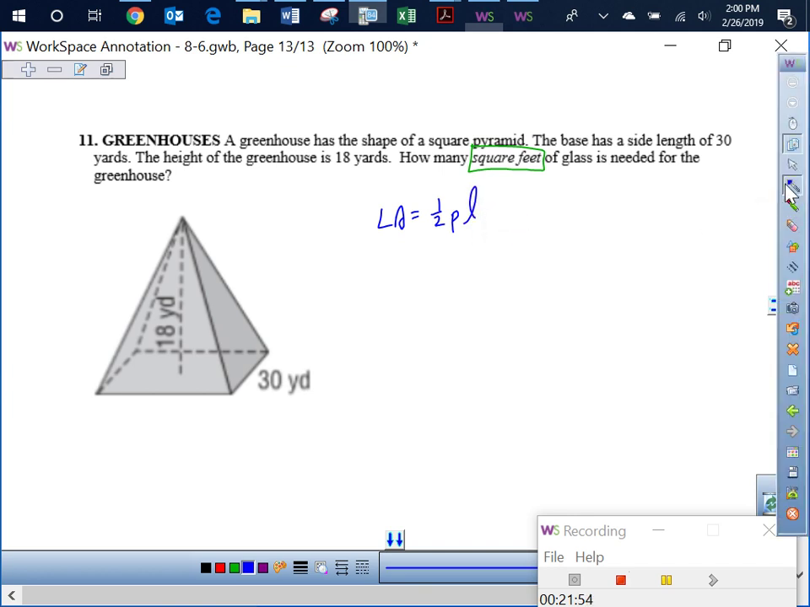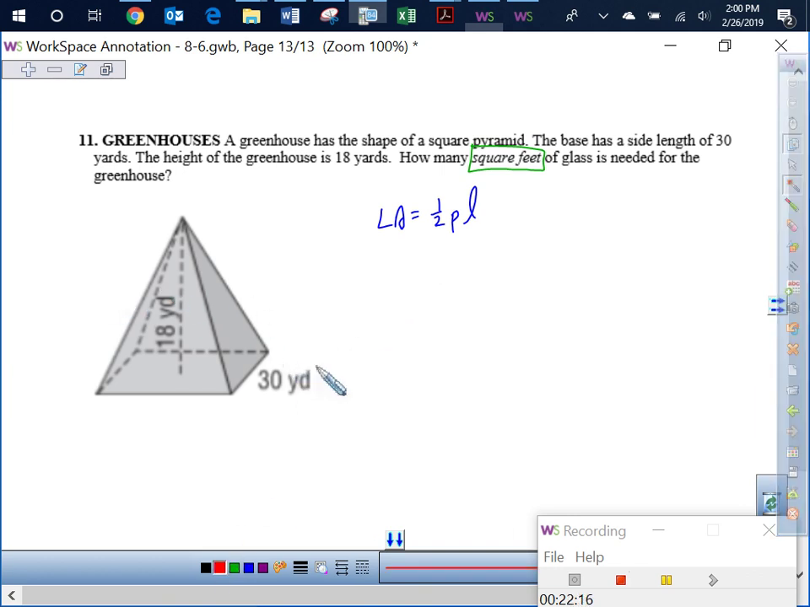Now here's the other issue. These dimensions are in yards, and they want the answer in square feet. We got two choices. We could change these guys into feet right now, and then when we find the lateral area, our answer will be in square feet. Or we could leave them yards, find the lateral area, it'll be in square yards, then you have to change square yards into square feet. So I like the first way.